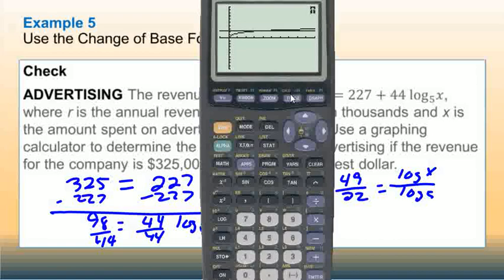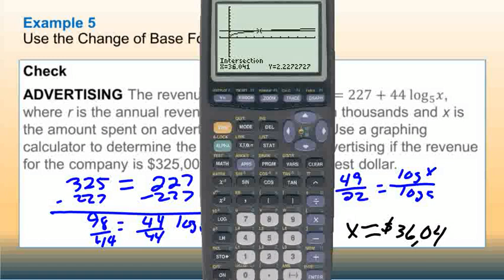Okay, now second trace, intersect, and enter 3 times. And we get 36.041. So remember that's in thousands. So if I multiply it by 1,000, we would have x equaling 36,041 dollars. That's our lesson on common logarithms.